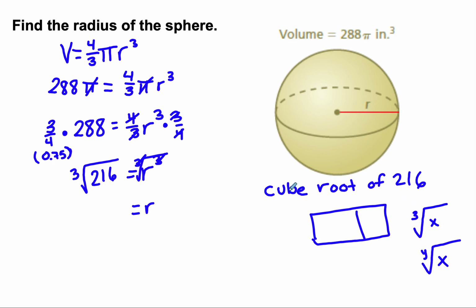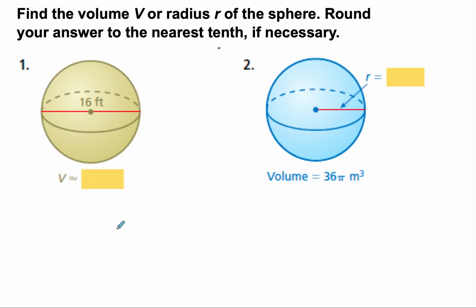If you're using just Google, you can type cube root of 216 in to get your answer. Okay, so I am going to go ahead and find my answer by doing the cube root of 216, and that is 6 inches. What that means is if I do 6 to the 3rd power, 6 times 6 times 6, I get 216. All right, go ahead and pause the video and try these two on your own.